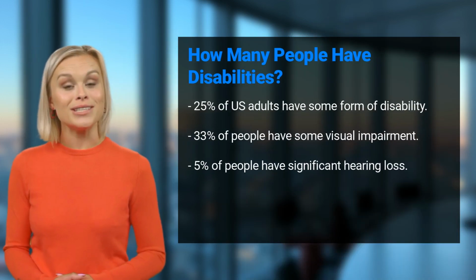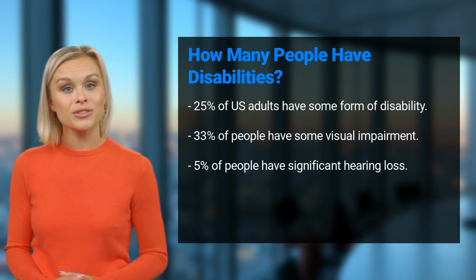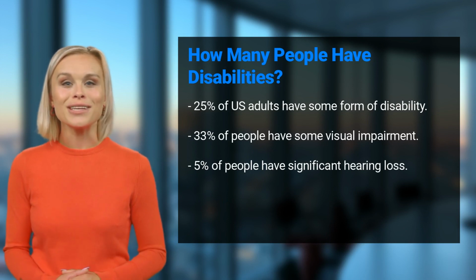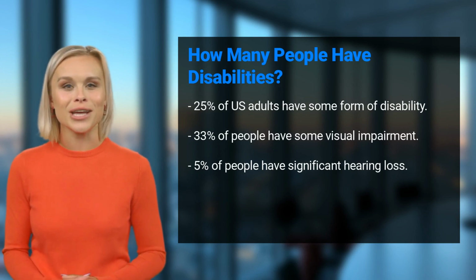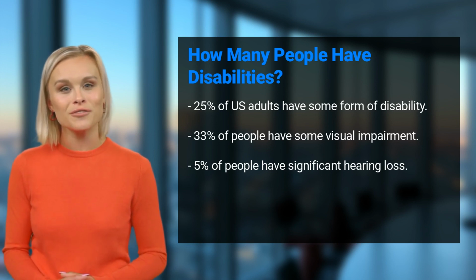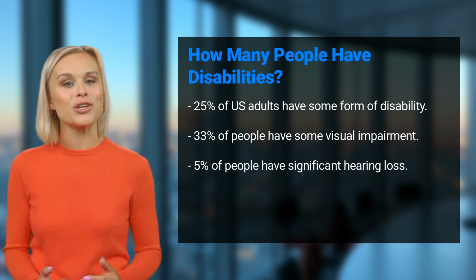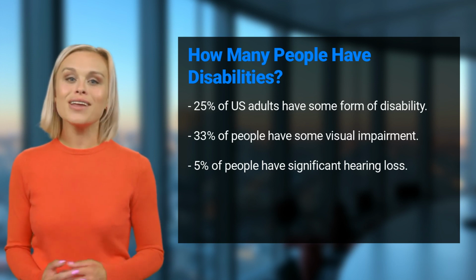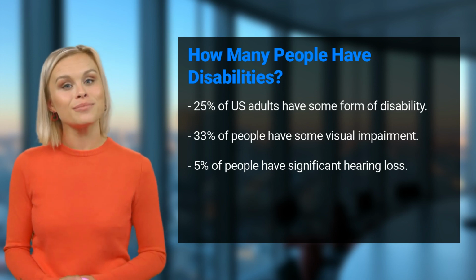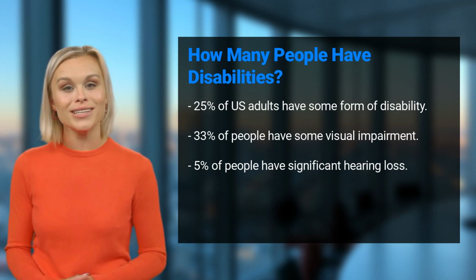Now let's take a look at some eye-opening statistics. Did you know that 25% of adults in the US have some form of disability? That's a significant portion of the population that we need to consider when designing our digital platforms. Additionally, 33% of people have some visual impairment, and 5% have significant hearing loss. These numbers highlight the importance of making our online content accessible for everyone.